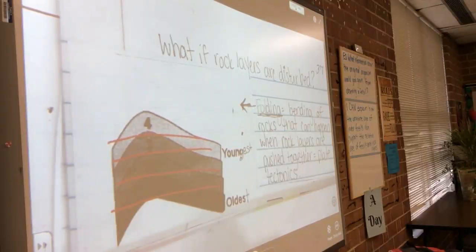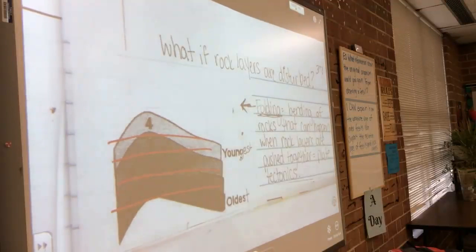So folding is literally just folded rock. Plate tectonics have pushed rock around, made it so it's not perfectly straight. So scientists have to adjust the way they read it.